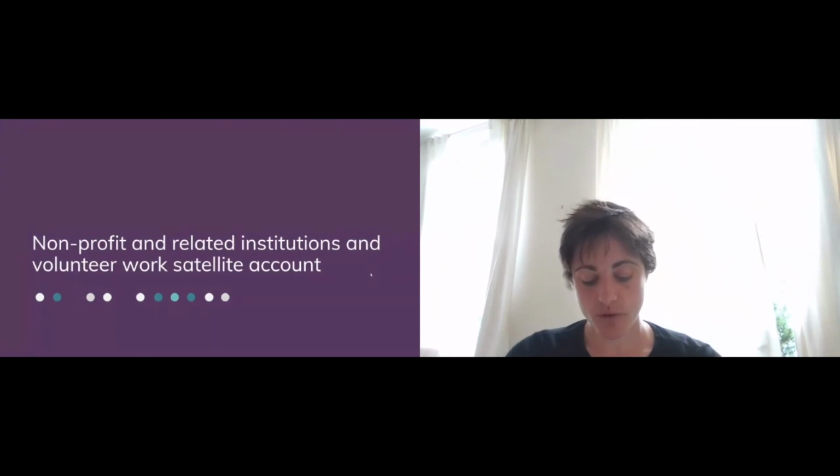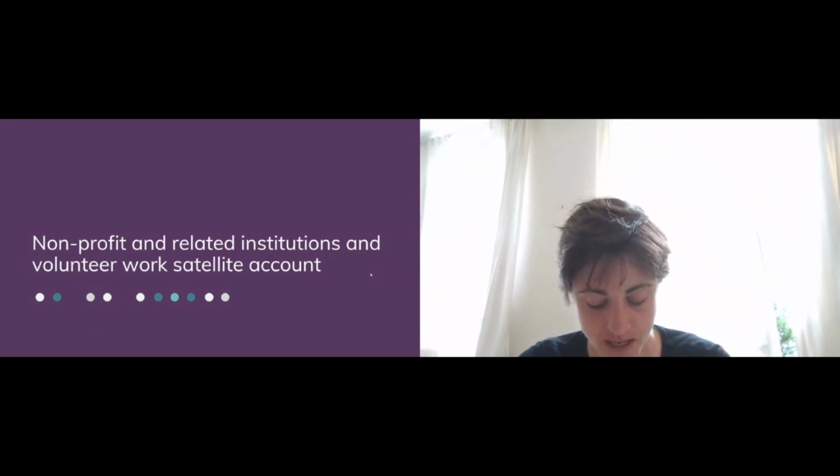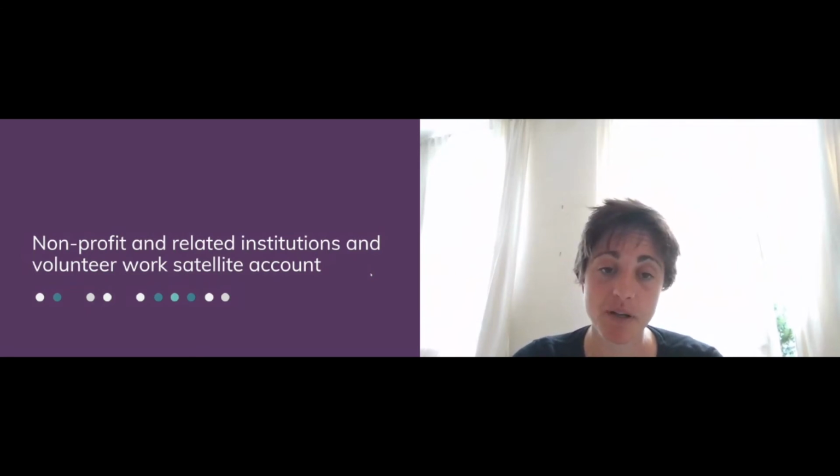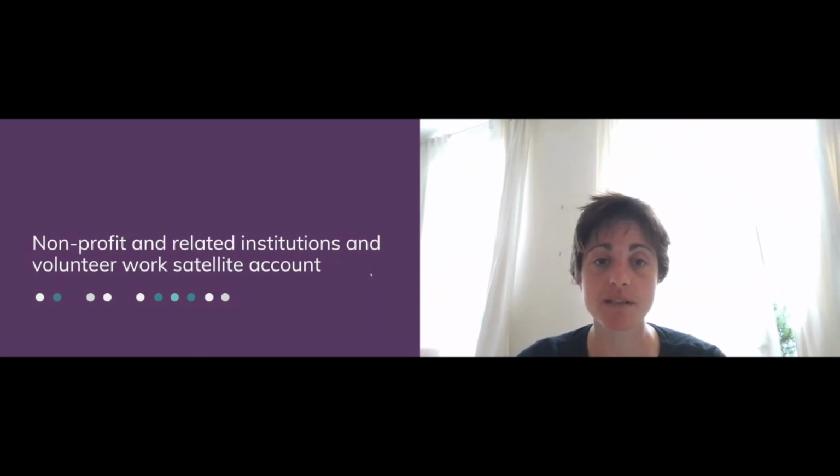So now I want to talk about a methodology that has been developed by the Johns Hopkins Center for Civil Society Studies in the US. It's approved by the UN. It's been adopted by nearly 30 countries worldwide already. And it would allow us to essentially see the social sector within national accounts. And I'll use the terminology they use, which is non-profit and related institutions and volunteer work.